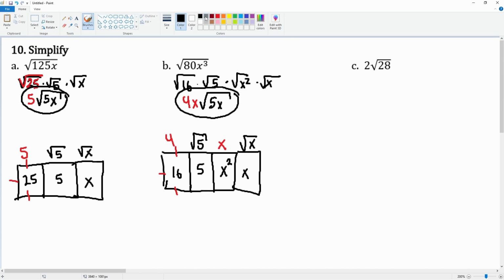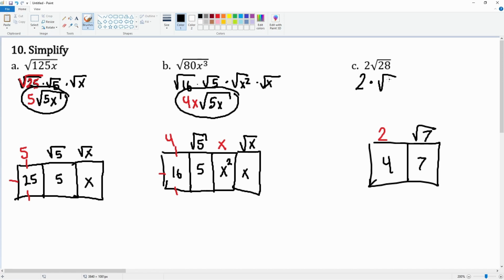For C, notice there's a 2 in front, so let's just ignore that 2 in front, okay? Let's just break down that 28. That 28 could have been broken down into our 4 and 7. And we know the length here, which was 2. Nothing happens to that 7. It's just radical 7. All right, so this breaks up into radical 4 times radical 7.